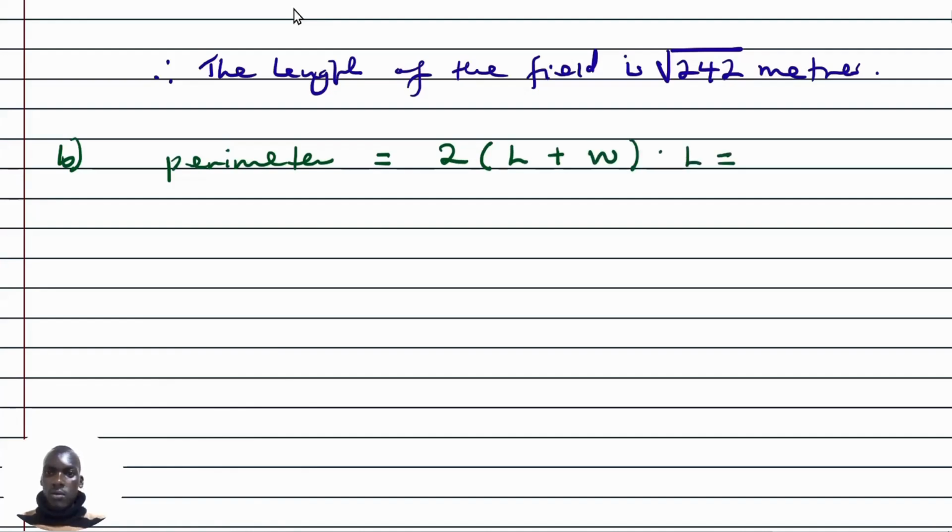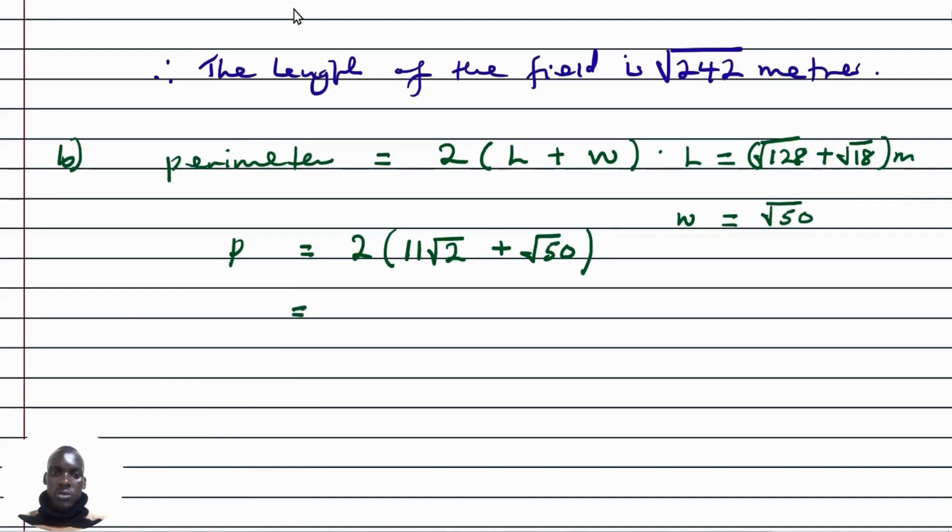Remember, our length equals the square root of 128 plus the square root of 18 in meters, whereas the width equals the square root of 50. Substituting in, we have our perimeter P equal to 2 into our length. Remember, our length was simplified in part A: it is 11 square root 2, plus our width, which is the square root of 50. Our next step is to simplify.